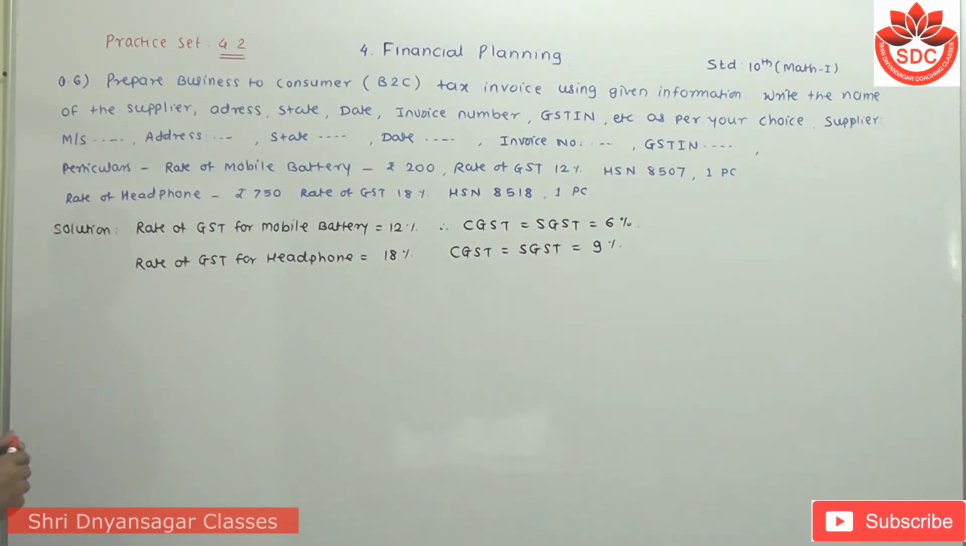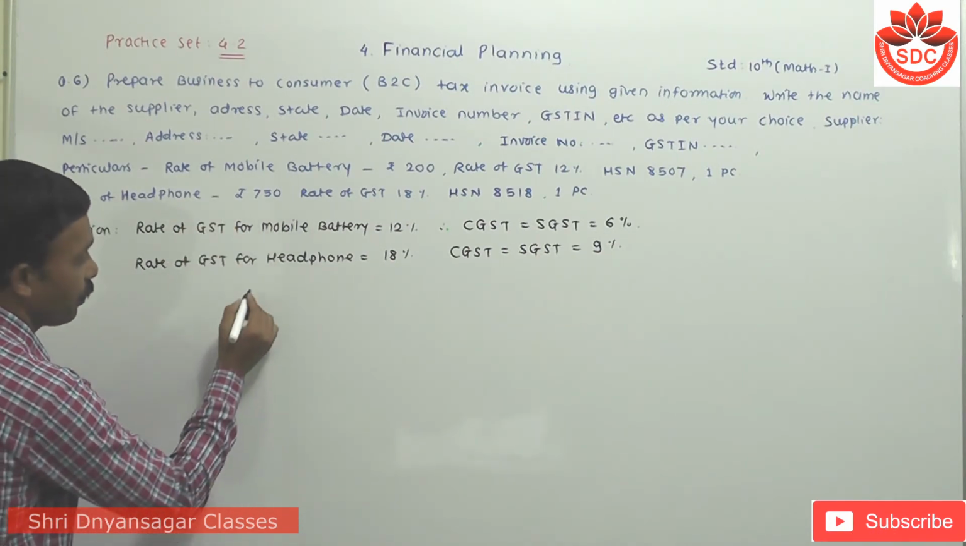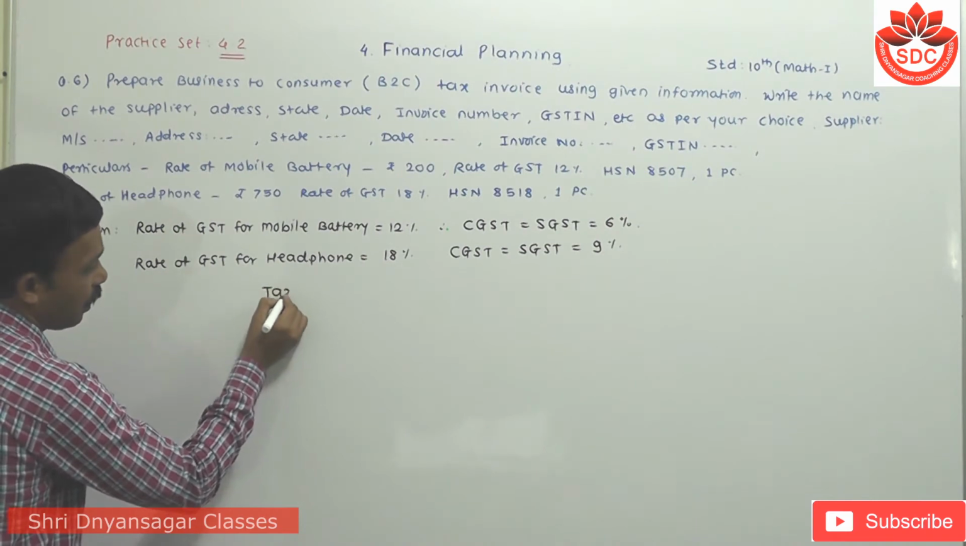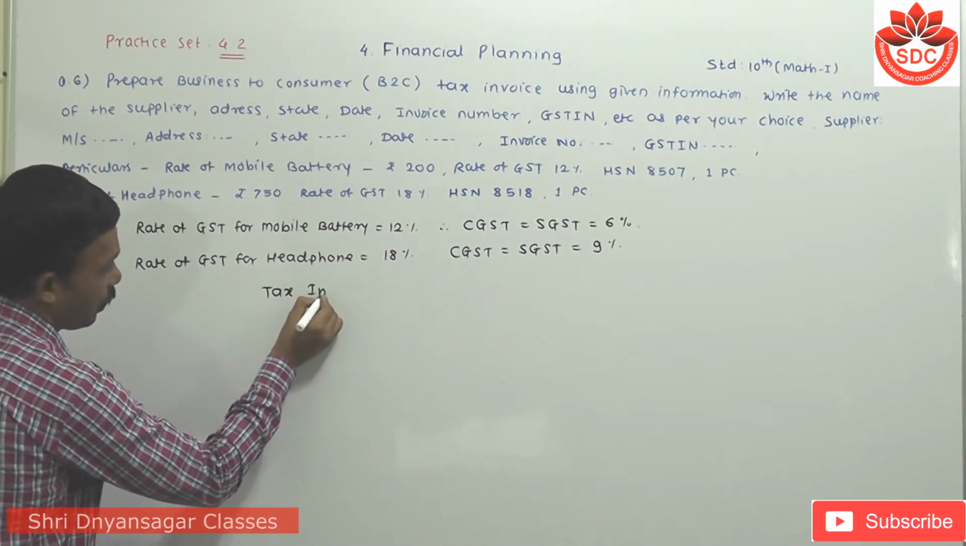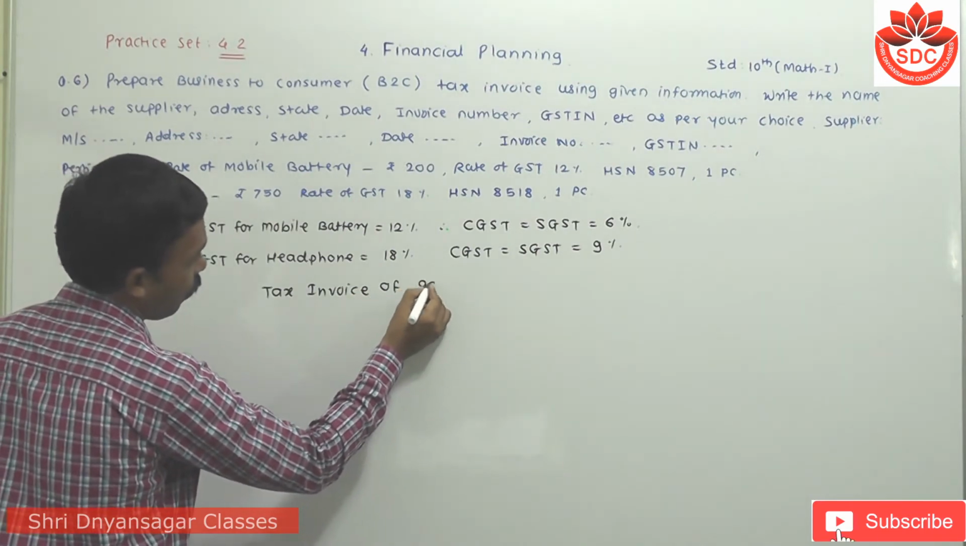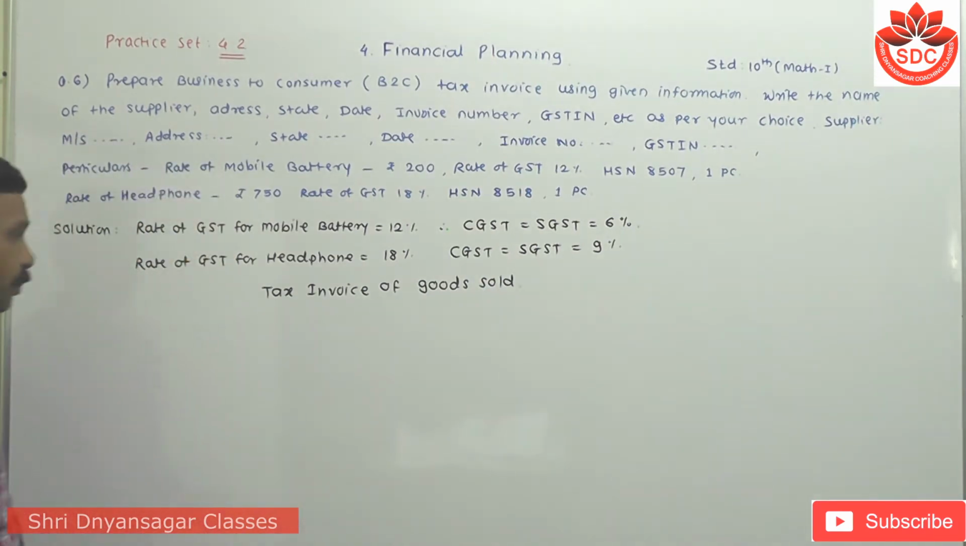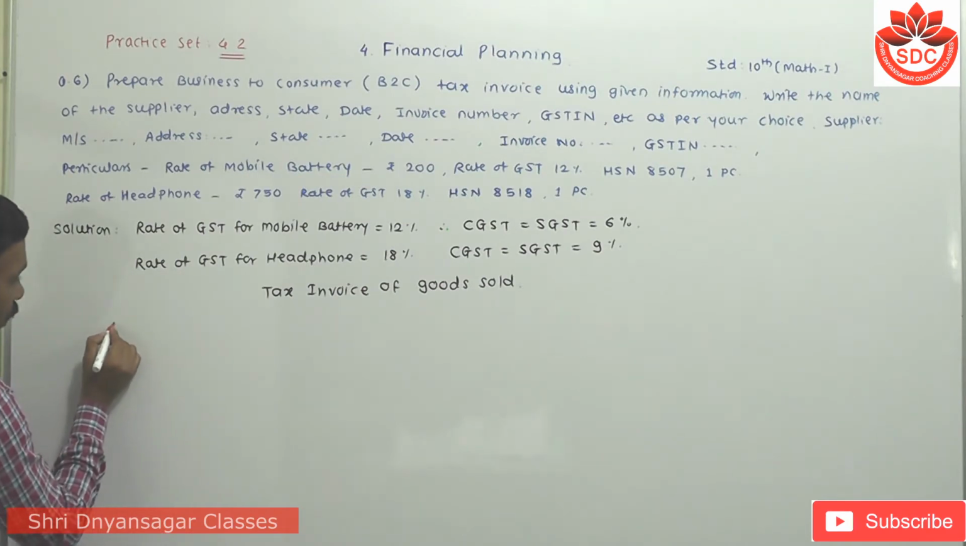Now look carefully. Here we have to prepare the tax invoice of goods sold. This is the tax invoice of goods sold. We have to prepare this. How to prepare? Look carefully. For this I have to draw one chart here.